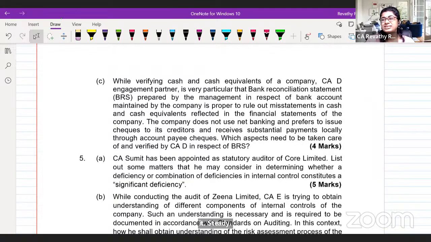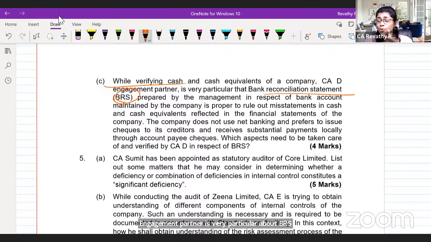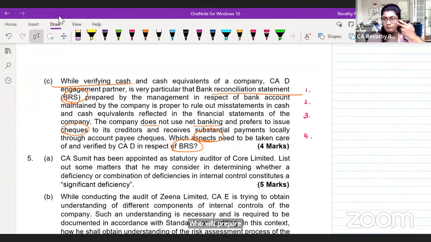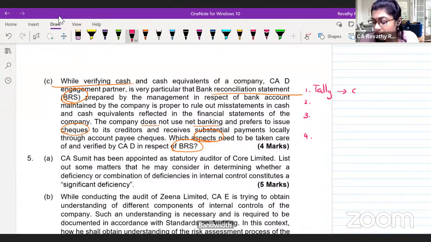This is very easy. Easy means general question. While verifying cash and cash equivalents, CAD, engagement partner, is very particular about BRS and knowledge about BRS. Prepared by management. The company does not use net banking, prefers to issue cheque. It's old age. Cheque only they are issuing. Which aspects need to be taken care of while verifying BRS? While you verify BRS, who will prepare BRS? Auditor, management? Management. Auditor has to check whether the bank reconciliation statement they have prepared tallies with the ledger of the bank, with the bank statement, passbook item. Very good.